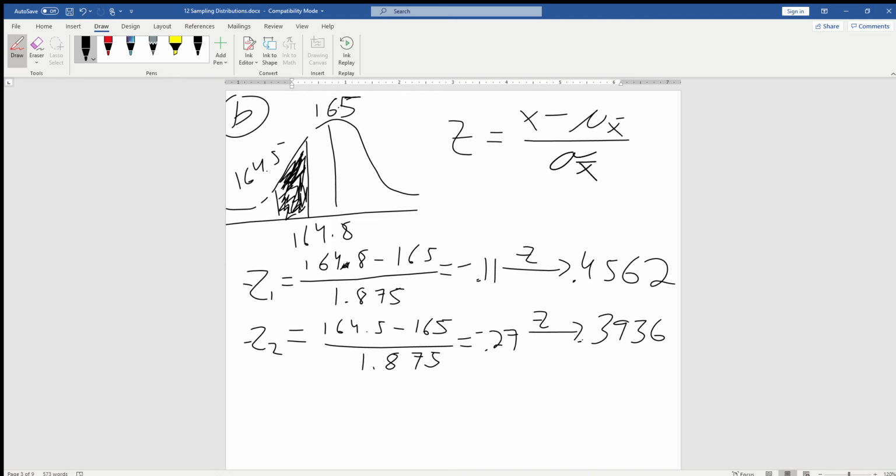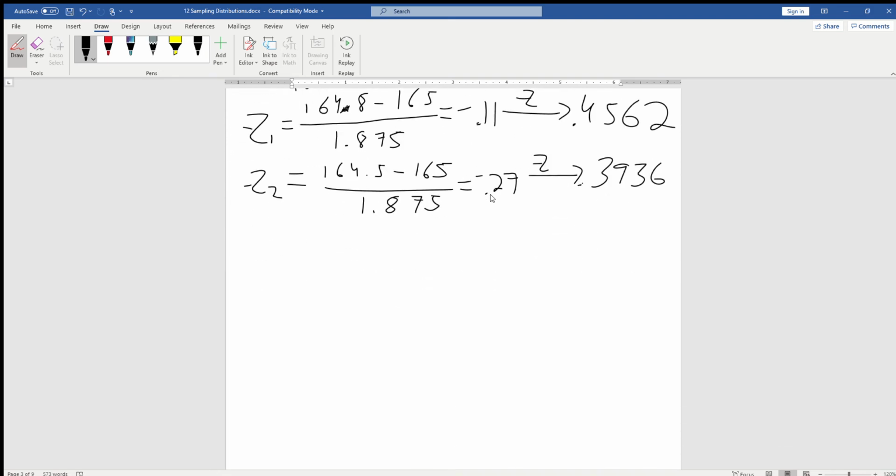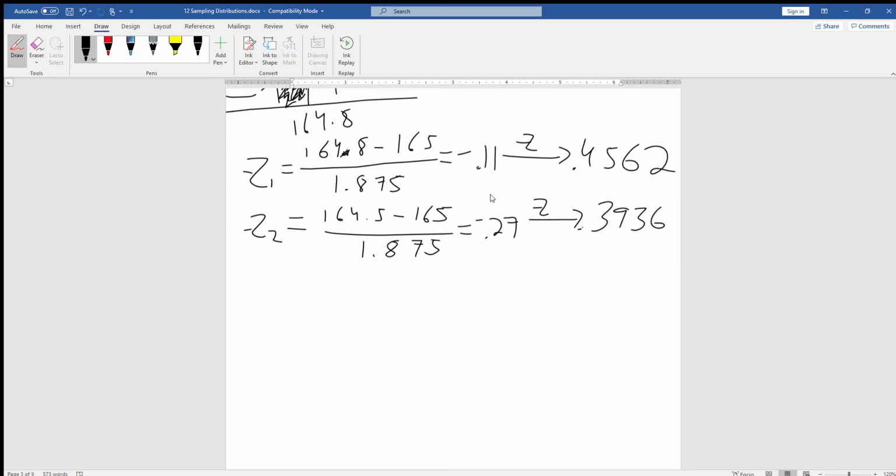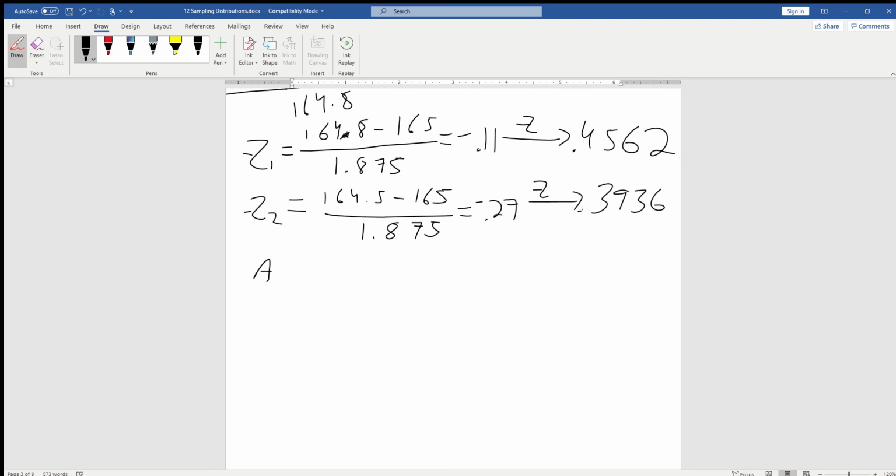Last thing we're going to do is subtract those two. So you remember, to get the between areas, you just take the two areas. So our final area is going to be equal to 0.4562 minus 0.3936. I'm going to punch that in my calculator. I think it's 0.0626, but yes, 0.0626.